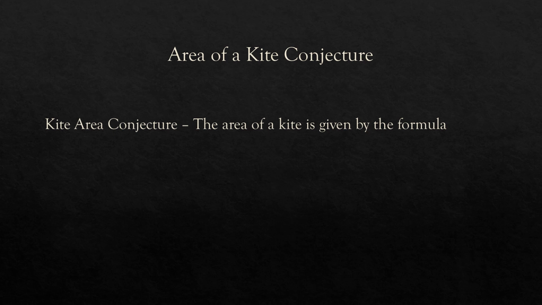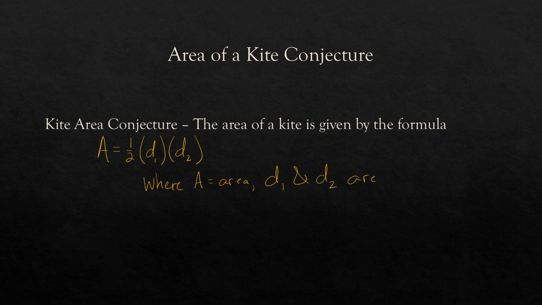So the kite area conjecture is that the area of a kite is given by the formula A equals 1/2 d1 times d2, where A is the area, and d1 and d2 are diagonals of the kite. And that is an area formula for the kite.